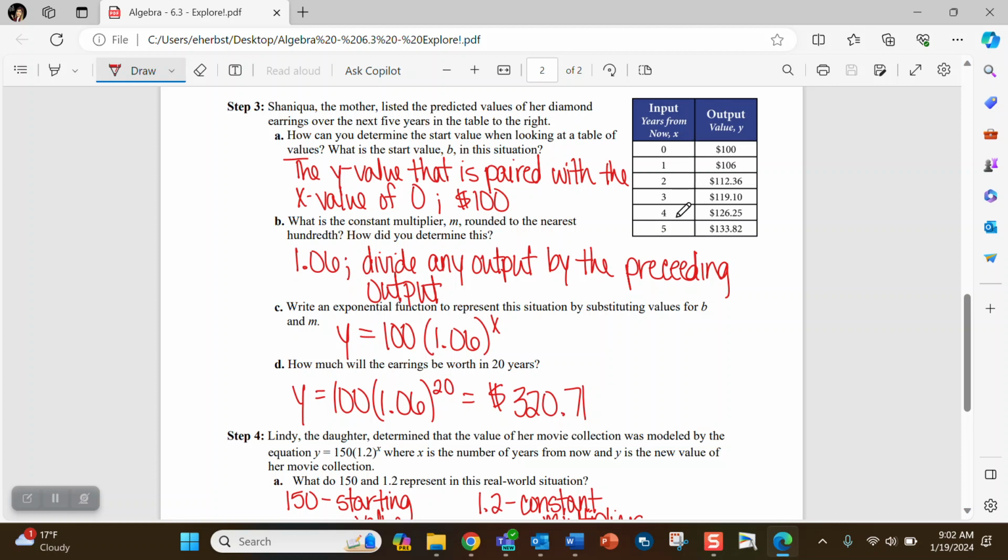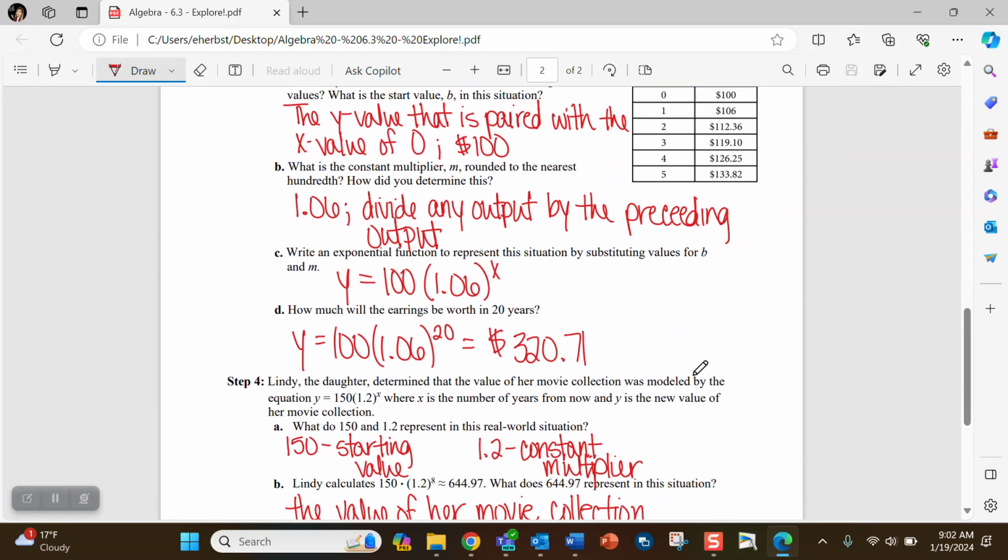So in this case, this table is consecutive. It goes 0, 1, 2, 3, 4, 5. We don't skip any input values. So you can take any one of these outputs and divide it by its preceding output, which means the one that comes before it. I did 106 divided by 100, and I got 1.06. The function then would be y equals 100 times 1.06 to the x.